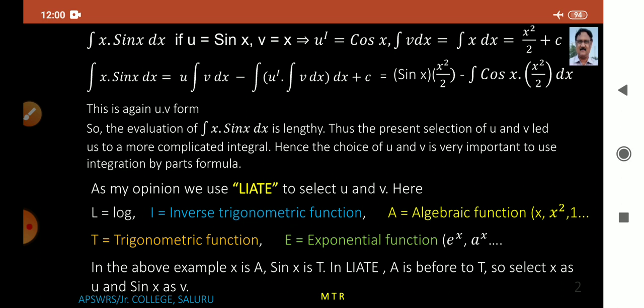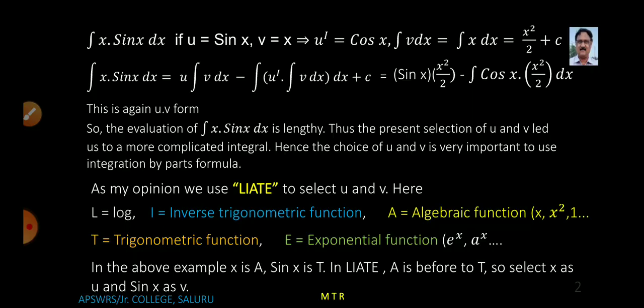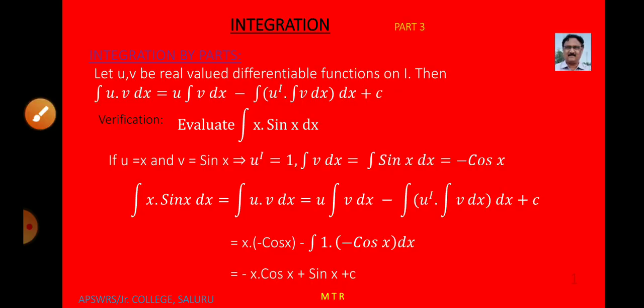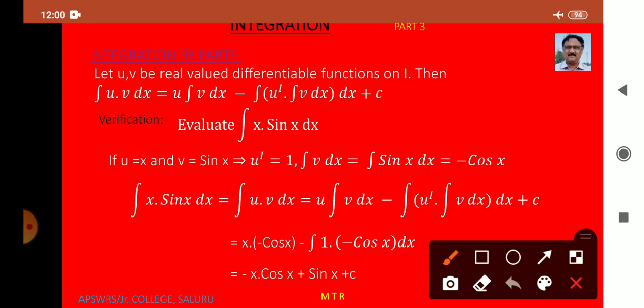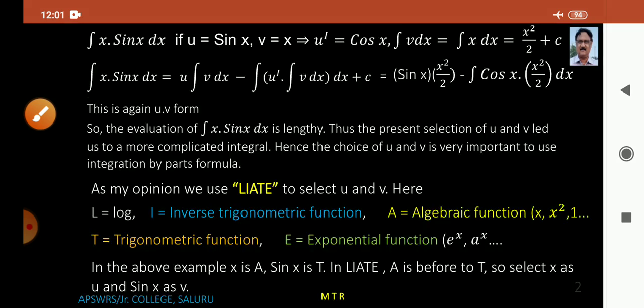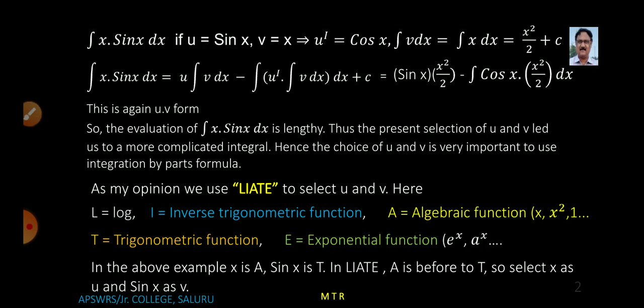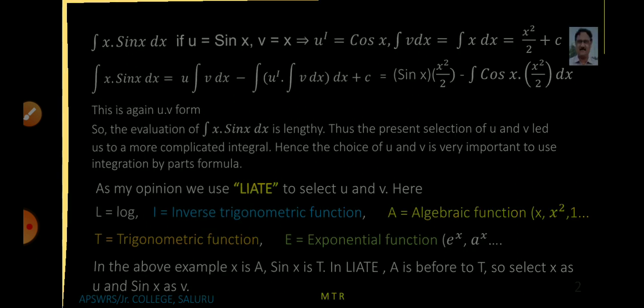So now we observe our previous problem. Here this x is an algebraic function and sin x is a trigonometric function. So in LIATE, A is before T. So that A is u, that is x is u and sin x is v. So the answer is minus x cos x plus sin x plus c. Okay. So to select u and v, we take LIATE. Now we observe the next problem.